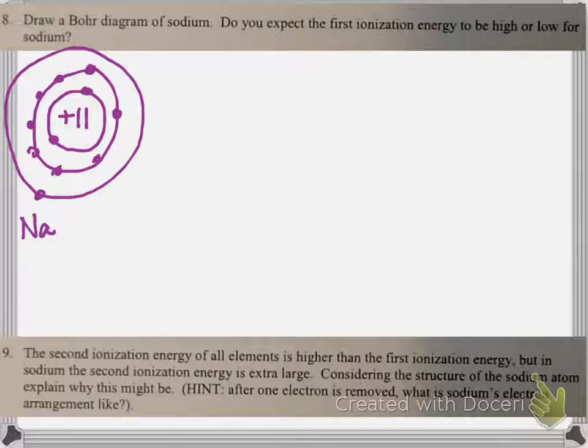Do you expect the first ionization energy to be high or low for sodium? So again, we're looking at this pull. In our first energy level, it would be plus 11. There's no shielding. In our second energy level, the pull would be plus 9 because there's a shielding of 2. When I get to the third energy level, it's only a pull of plus 1. So do I expect that ionization energy to be high or low? I would expect it to be relatively low.